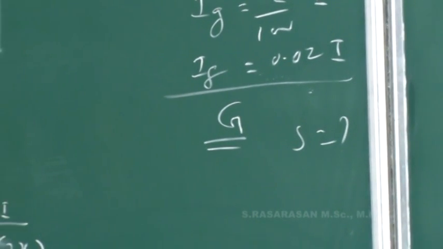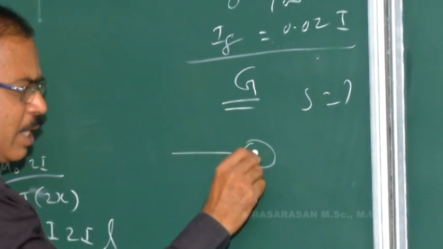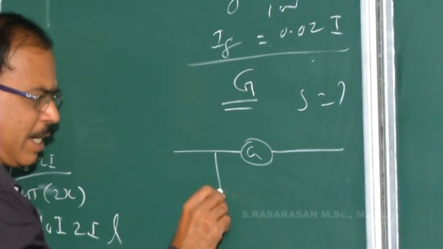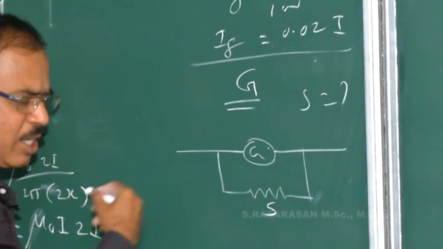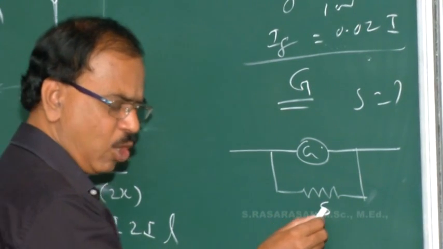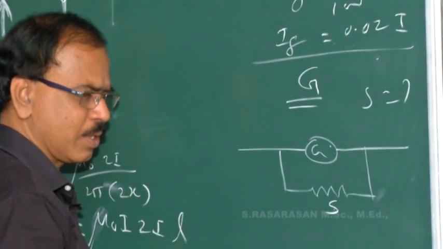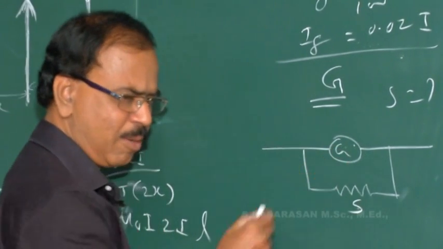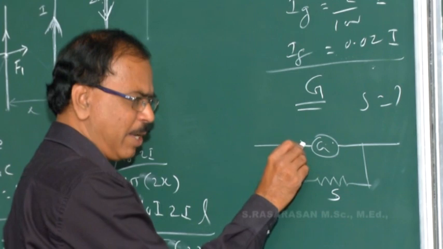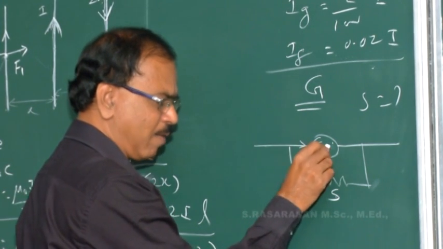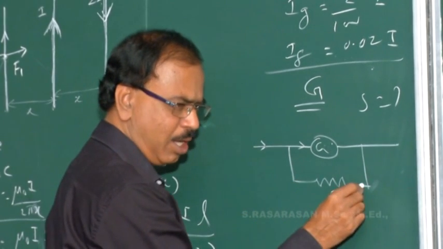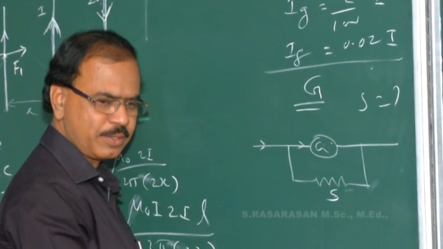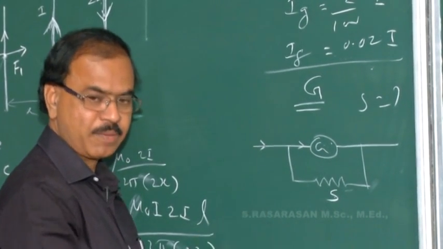Let this one be the galvanometer. By connecting a very low resistance in parallel to the galvanometer, called the shunt resistance, to avoid damage to the galvanometer coil, only a minimum value of current should be passed through the galvanometer and the remaining major current should be bypassed through the shunt resistance. That is the conversion of a galvanometer into an ammeter.